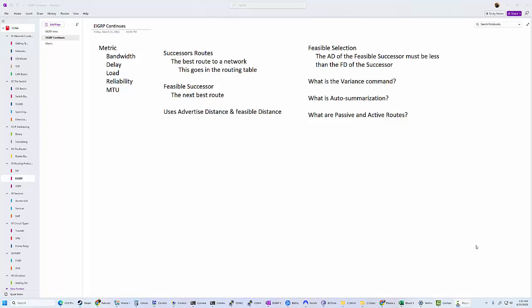EIGRP continues. Now, remember, this is a very fast, simple, easy protocol for you to learn. Technically, RIP is the easiest to learn. EIGRP is a little bit harder. Then we get to where the big boys are, which is OSPF.